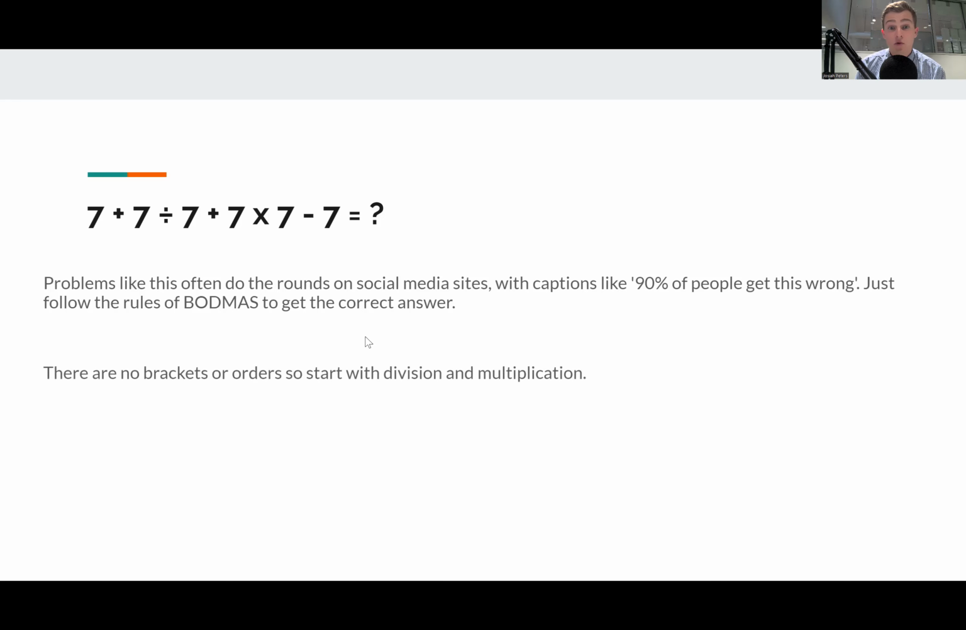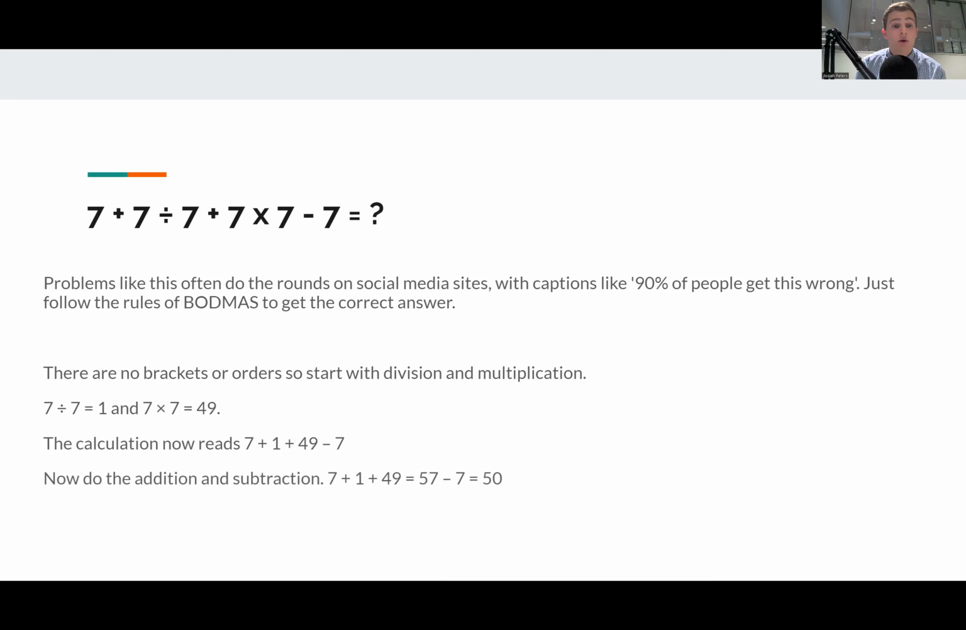So there's no brackets or orders. So we're going to go straight to division and multiplication. 7 divided by 7 is 1. And 7 times 7 is 49. So we're going to stop and write it out again. So now the calculation reads 7 plus 1 plus 49 minus 7. So now we'll just do the addition and subtraction. So 7 plus 1 is 8 plus 49 gives us 57. Then we're going to minus that 7 to get us 50, which means our final answer is 50.